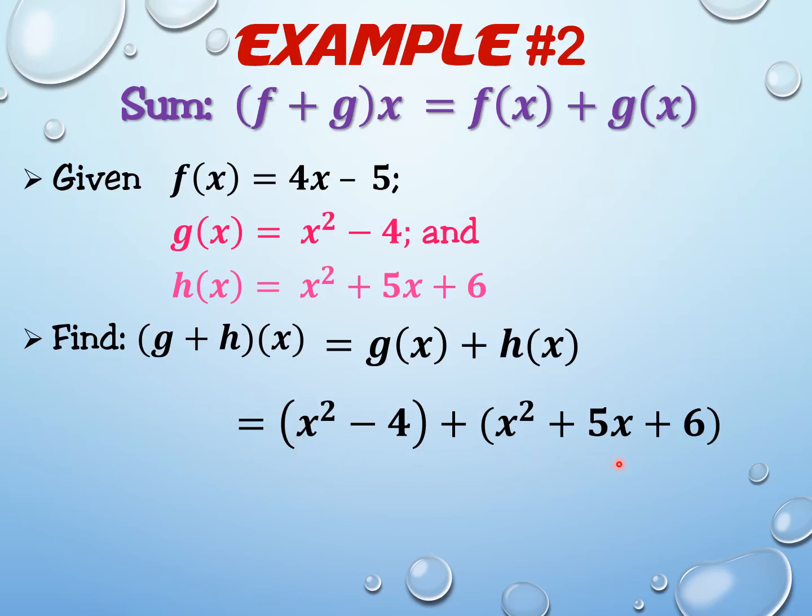Now for the degree 1, we only have here 5x. So we will simply copy that one. And then for the constant, we have negative 4. And then you have positive 6. So combining that one, that will give us positive 2. So what will be our final answer, guys? Okay, so if your answer is 2x squared plus 5x plus 2, you got the correct answer. So congratulations. So this will be our final answer.